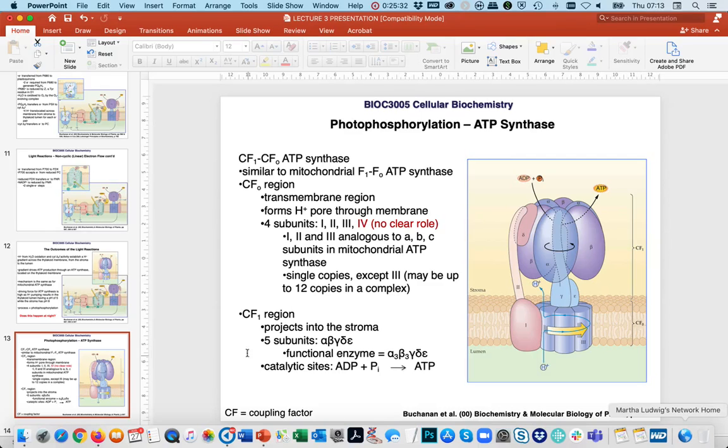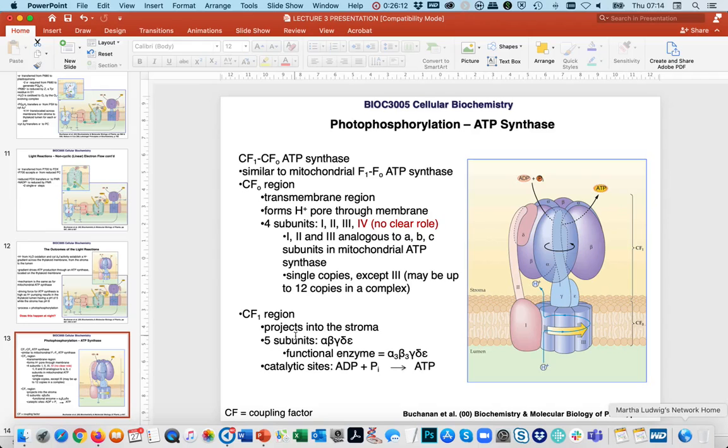Okay? The CF1 region of the chloroplast ATP synthase is identical to that of the mitochondrial ATP synthase. It's the part that projects into the stroma in the case of the chloroplast, but the structure itself, the subunits are the same number of subunits, and the interface of the alpha and beta subunits is where ADP and inorganic phosphate are converted to ATP. So the mechanism is the same. Just a word of caution, many people think that the C means chloroplast. It doesn't. CF is coupling factor.